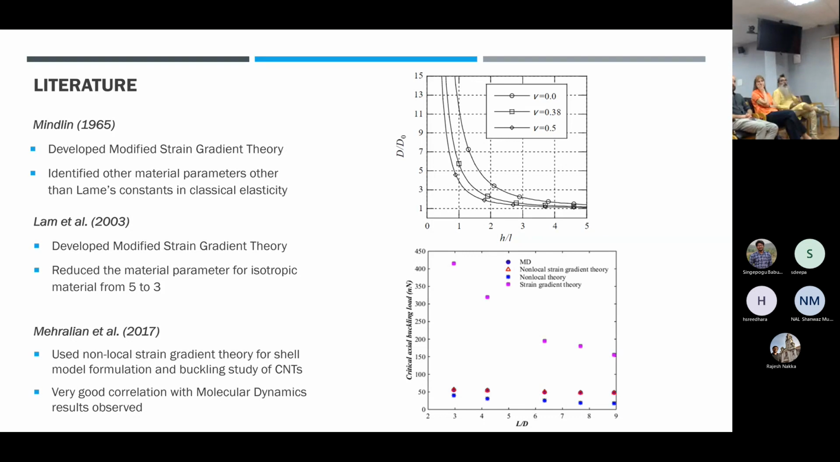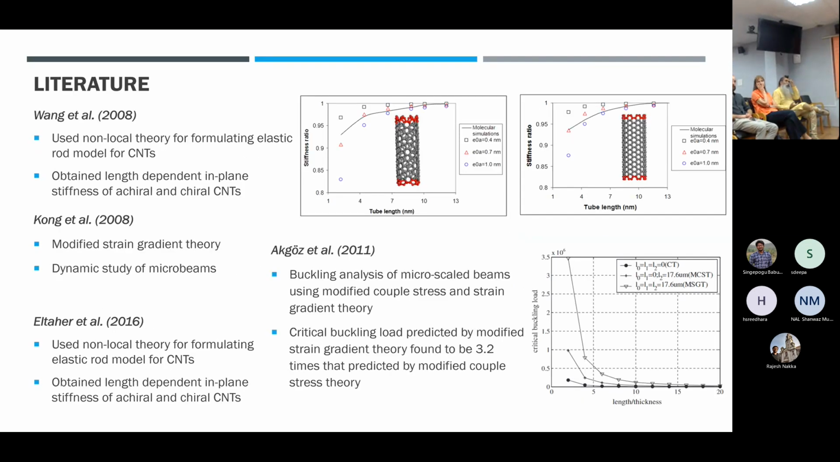meaning that as we go to smaller length scales of the materials, the effect of strain gradient becomes more predominant. And also, there has been use of non-local theory for elastic modeling of CNTs to obtain the stiffnesses of CNTs. In this graph, you can see that there have been models for chiral and achiral CNTs, and it has been seen that using non-local theory, we can obtain good stiffness values comparable to the molecular simulations.